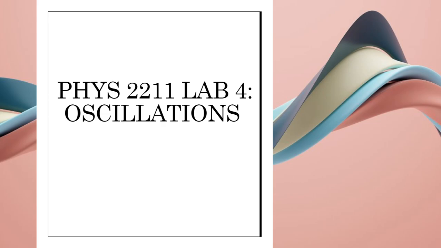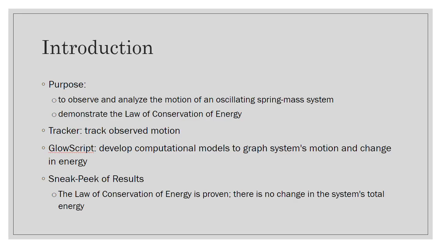Lab for Oscillations. The purpose of this lab is to observe and analyze the motion of an oscillating spring mass system and also to demonstrate the law of conservation of energy. We will be using Tracker to track the observed motion of the spring mass system, and then we'll use GlowScript to develop the computational models to graph the system's motion and its change in energy, which is 0.